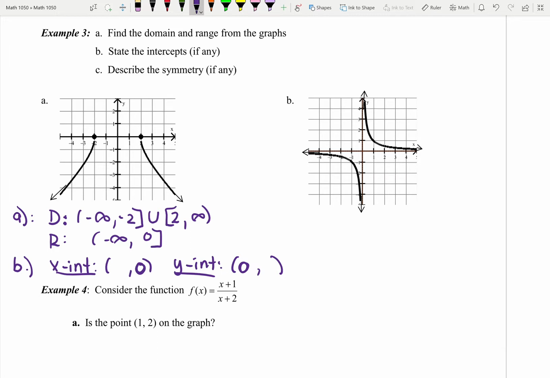Now look at the graph. What are the x-intercepts? There are 2 of them. They are (-2, 0) and (2, 0). Make sure you list both of them. Look at the graph. What's the y-intercept, everybody?